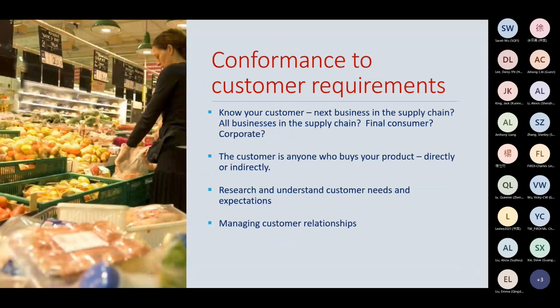So firstly, it conforms to customer requirements. Do manufacturers even know who their customers are? Sometimes, do they know the demographic? Is the product being sold to seniors? Is it being sold to people who are being compromised? Is it being sold to children? Is it being sold to teenagers? Knowing the market, knowing the customer, and the customer can also include the next business in the supply chain.